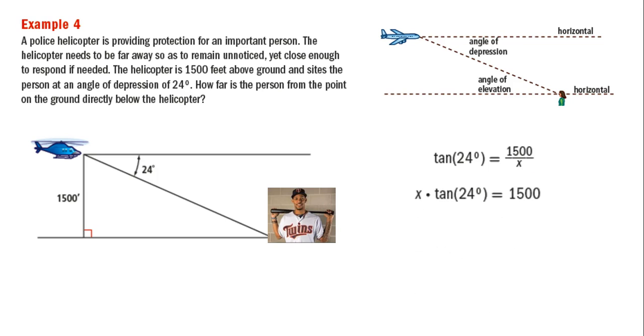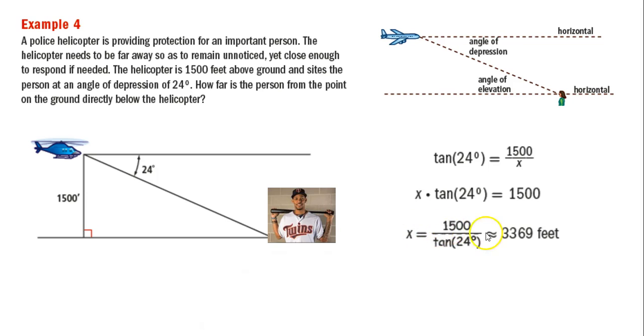So what we're going to do here is multiply both sides by x to get x out of the denominator. We're dividing 1,500 by x, so let's multiply x on both sides. So therefore, x times the tangent of 24 is equal to 1,500. And now we're doing x times the tangent of 24, whatever this number is. We'll type that into a calculator eventually and find out what that is. But if we want to isolate x, solve for x, we're going to divide both sides by the tangent of 24. So dividing both sides by the tangent of 24 will give us x by itself.